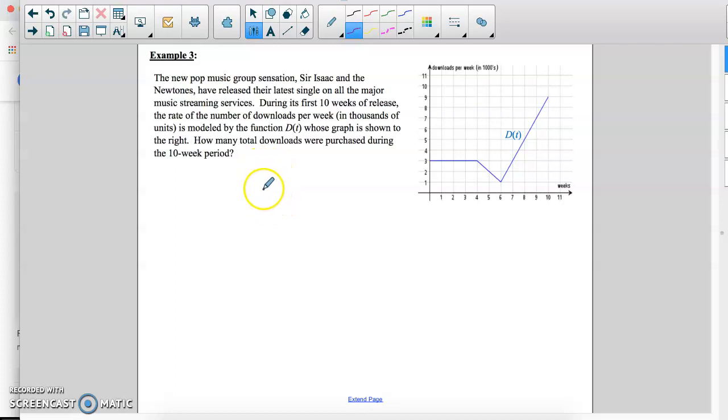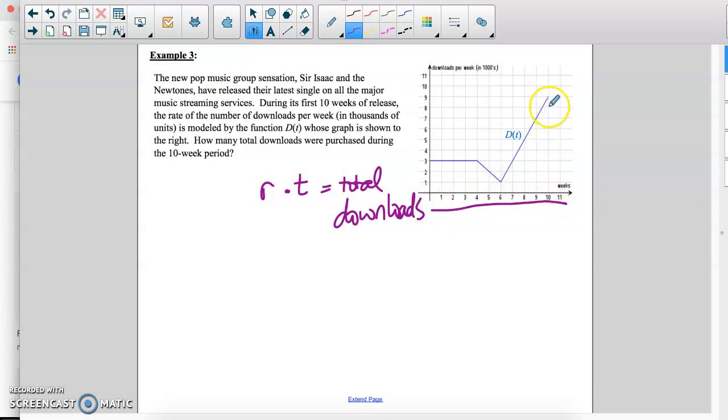So if you multiply the rate that they're downloaded times the time or number of weeks, that will equal the total number of downloads. So we have to multiply this 0 to 10 times the height, but it's not a nice shape like the other one was, just a rectangle, right? But we could break it up into rectangles because basically we're just finding the area. So we could do like these shapes. You can break it up into triangles and rectangles.